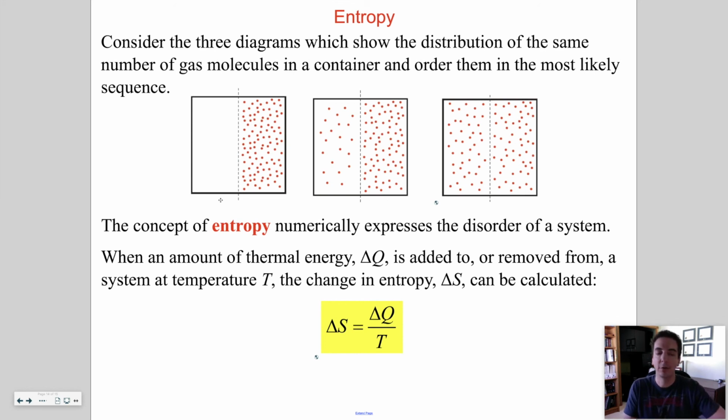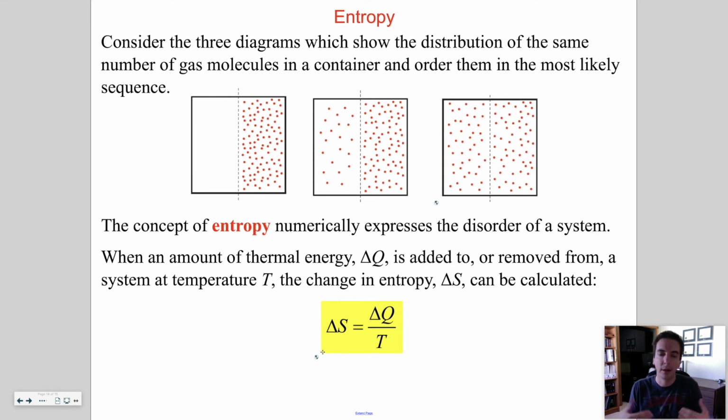Like it says there, the concept of entropy numerically expresses the disorder of a system. So it's assigning a number to the disorder. When an amount of thermal energy, delta Q, is added to or removed from a system at temperature T, the change in entropy, delta S, can be calculated as the change in thermal energy divided by the temperature. Again, entropy is kind of a weird concept to wrap your head around. Entropy means randomness, so how do you assign a number to randomness?